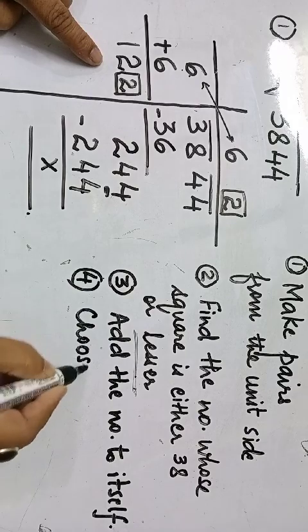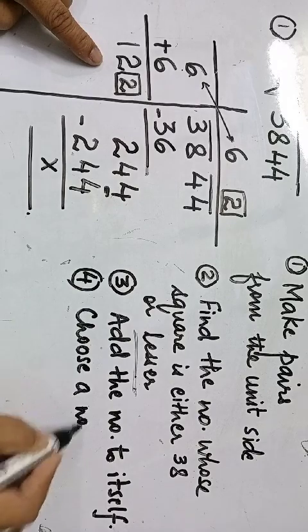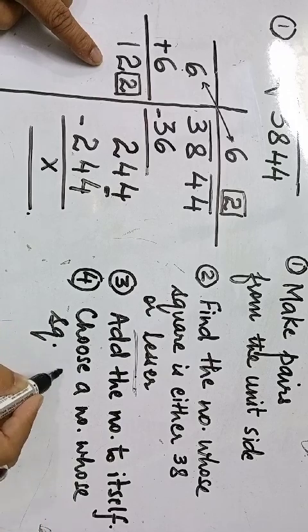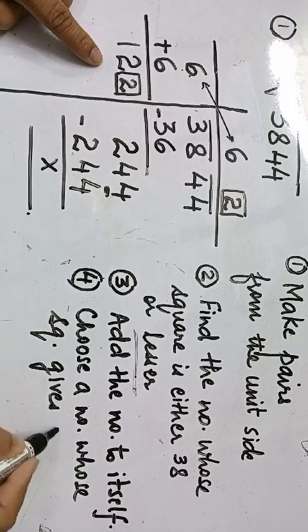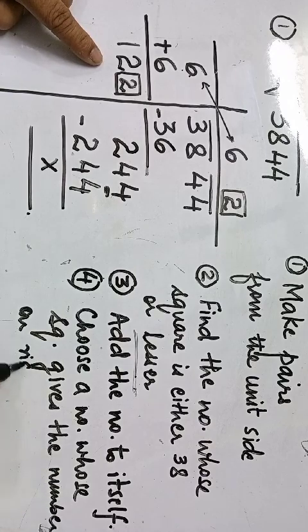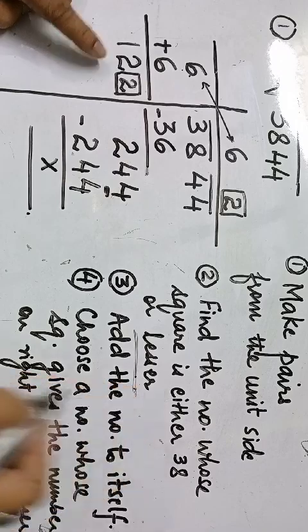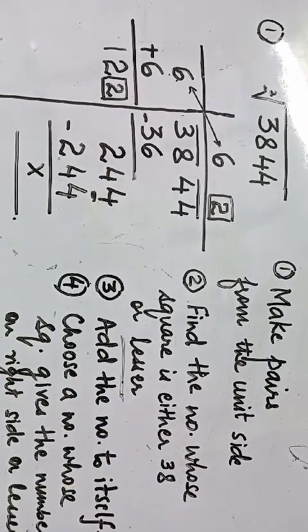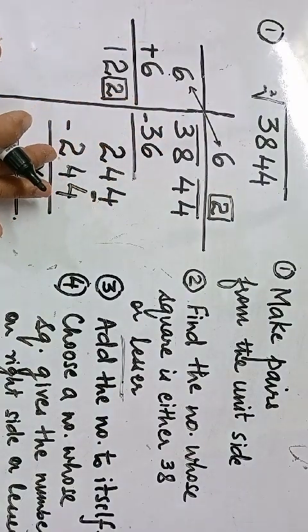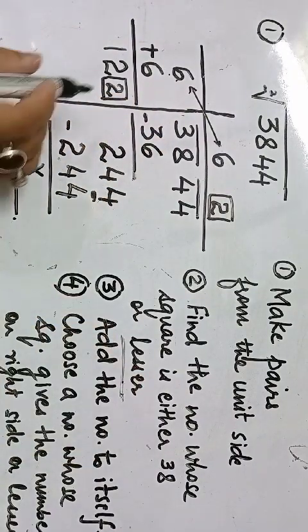Now again, remember, let me write this fourth step: choose a number whose square gives the number on the right side or lesser. These steps are not so important. This is only for understanding the flow. If you have understood how it is being worked over here, these steps should not matter much.